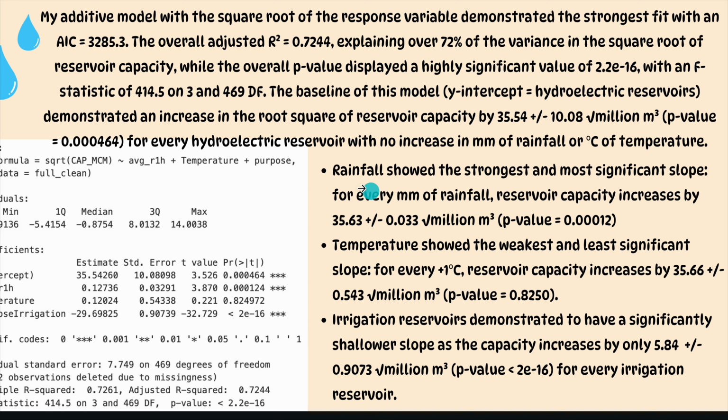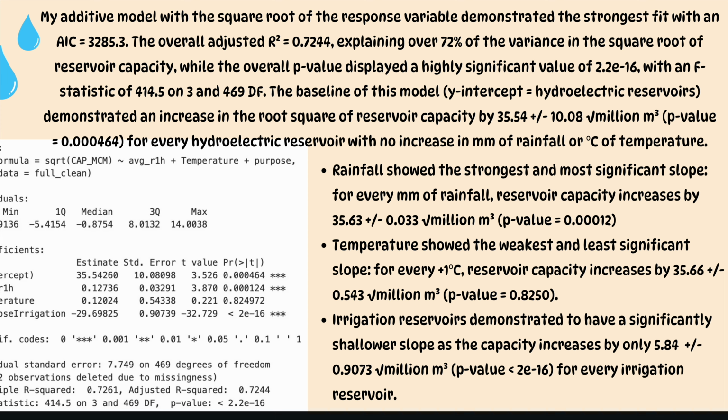And it had a p-value of 0.000464, which was my third most significant p-value of all the relationships in this model. Rainfall showed the second, this is a typo, rainfall showed the second most significant slope of all these relationships.